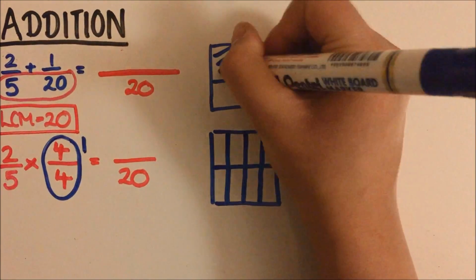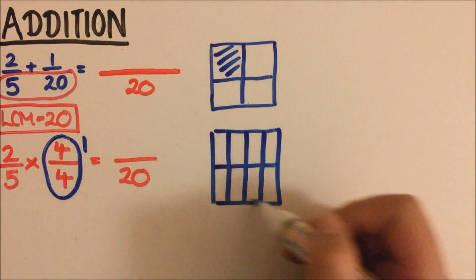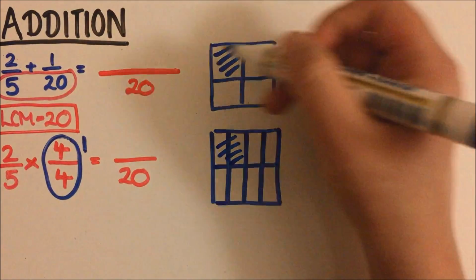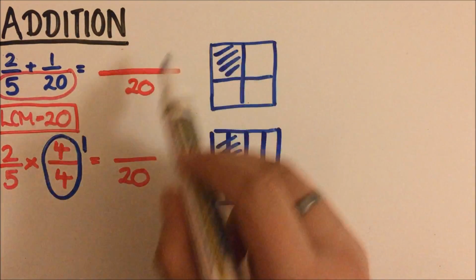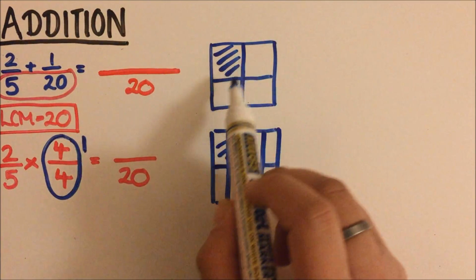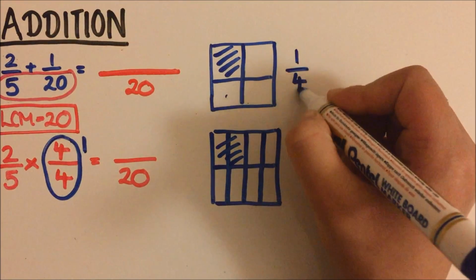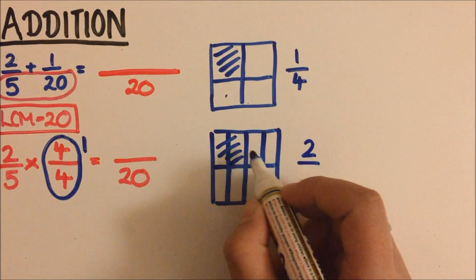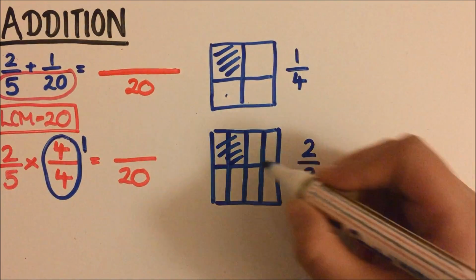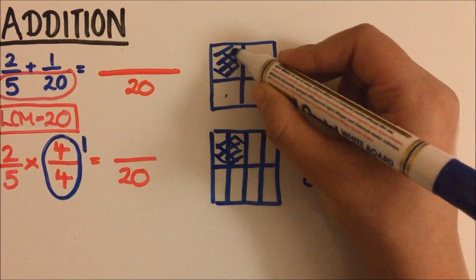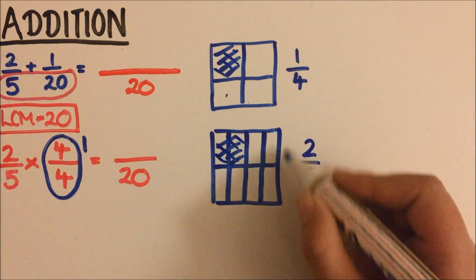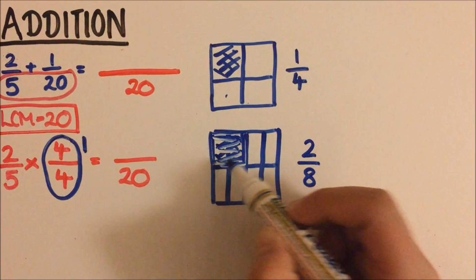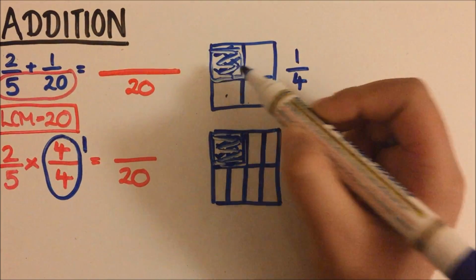So they're meant to be completely identical squares, okay? It's not to scale, but they're meant to be. In this case, we can clearly see that 1 out of 4 is shaded. But in this case, it's 2 out of 8 that's shaded. However, because they're meant to be identical squares, we can tell that this is the same as this area.